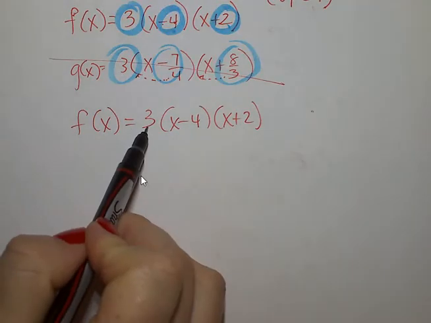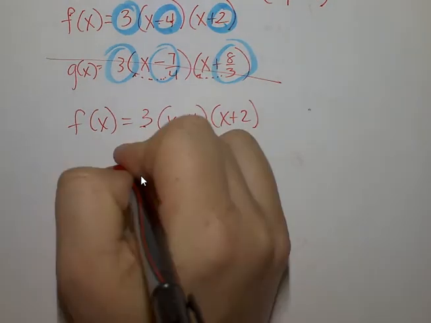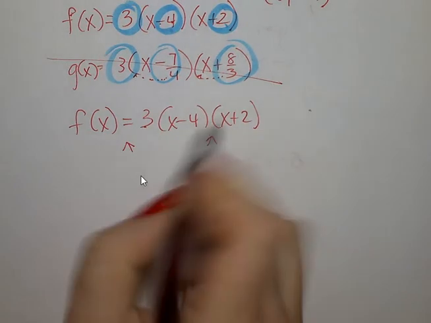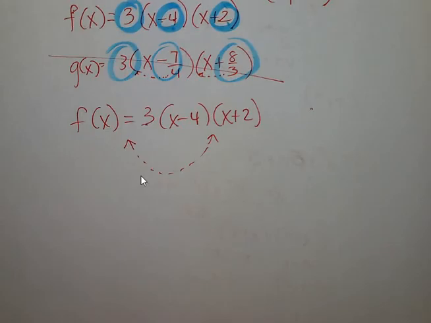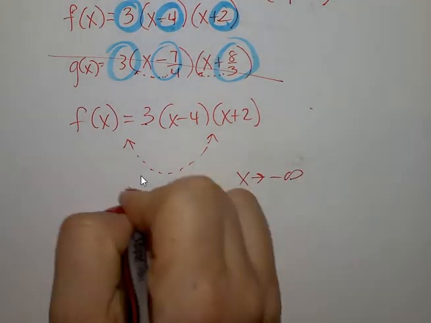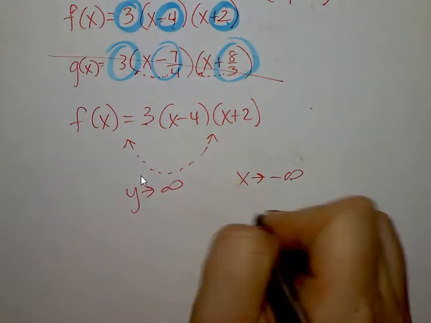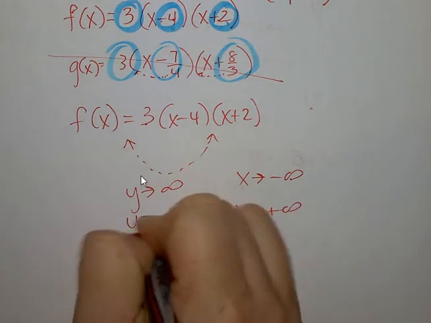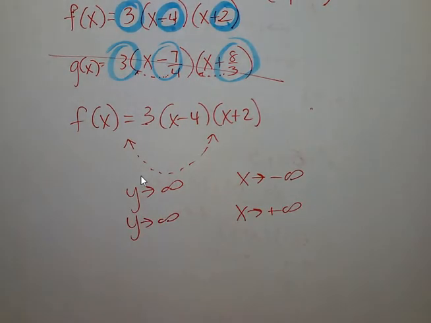Since A is positive, I know that both on the left and right, the parabola is going to open upwards. So, as x goes to the left, y goes up, and as x goes to the right, y also goes up. Next problem.